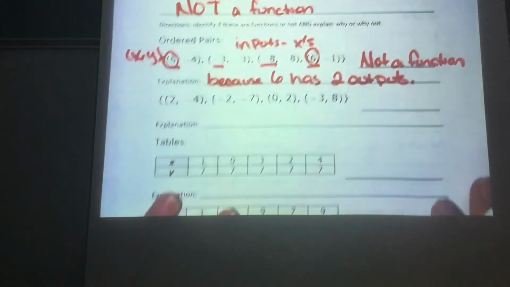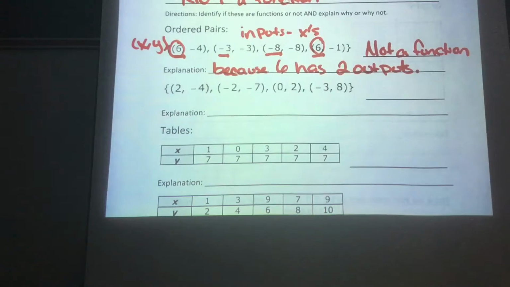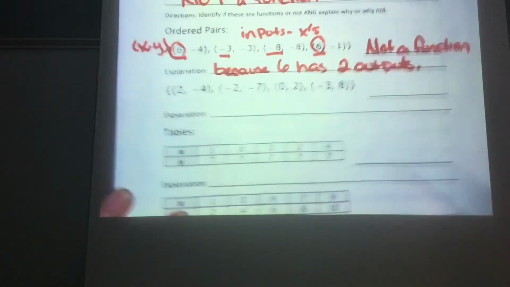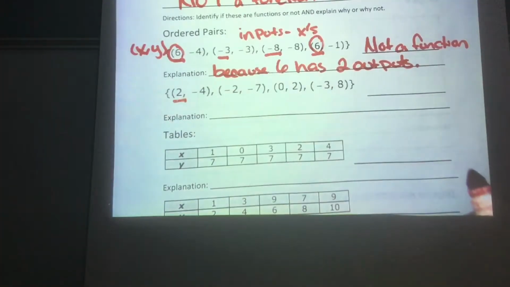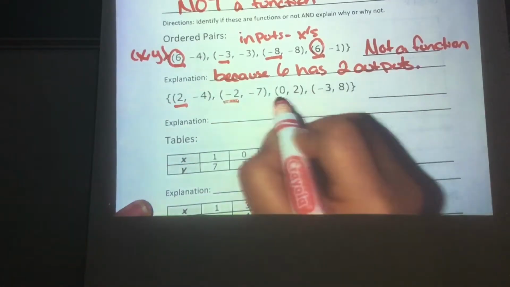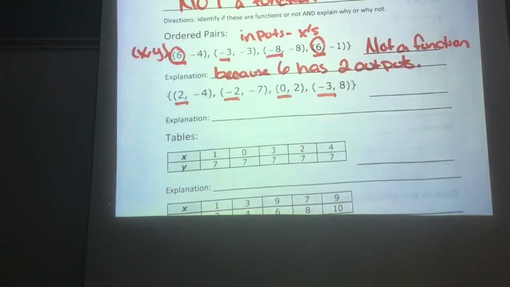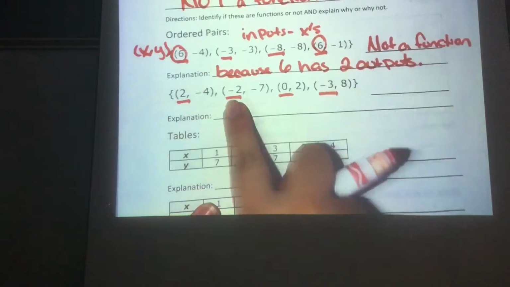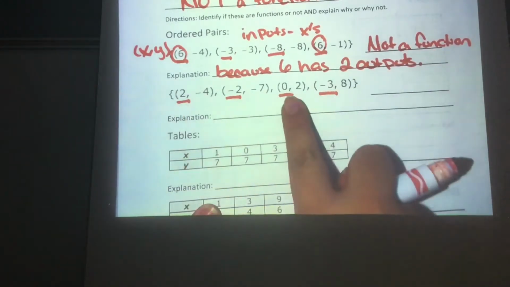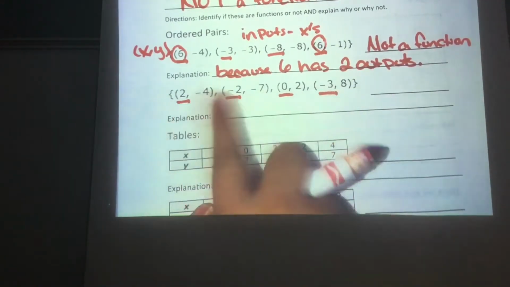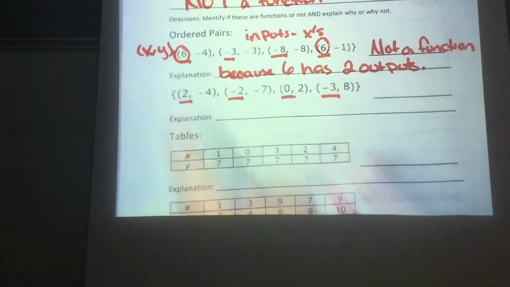So let's go ahead and look at my second example. So I'm doing the same thing. I'm looking at my inputs or my x's. So my input here would be 2, -2, 0, and -3. So none of these x's repeat. 2, -2, 0, and -3. These are all different. 2 and -2 are not the same number. So these are different x's.